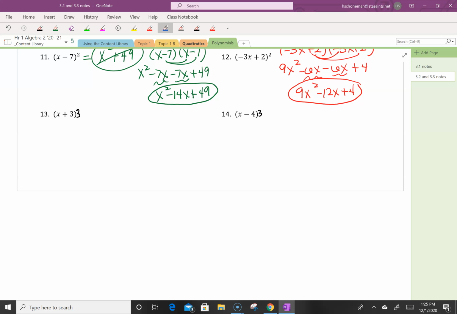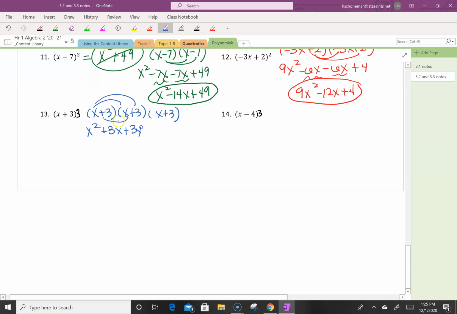So now it's not written twice, it's written 3 times. So this is x plus 3 times x plus 3 times x plus 3. Remember, you can just do 2 at a time. So this is x squared plus 3x plus 9. If I were you, I'd simplify first.